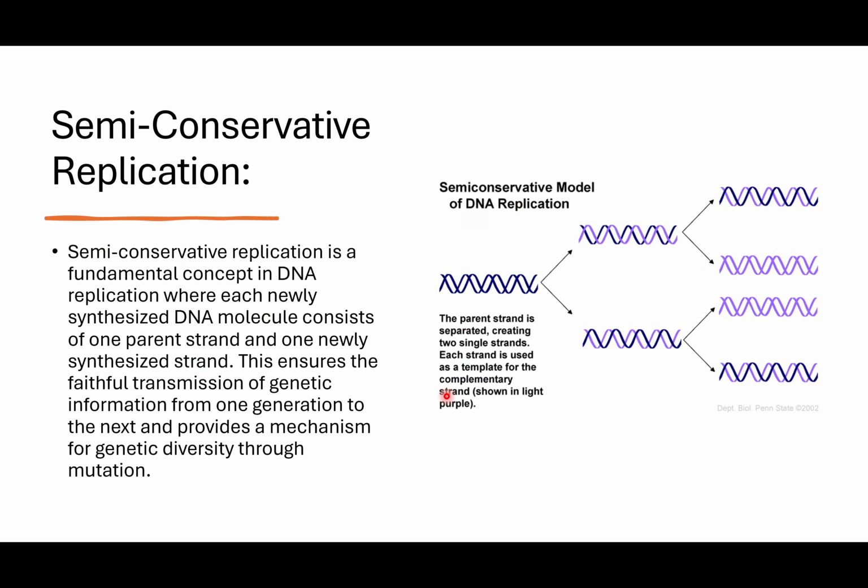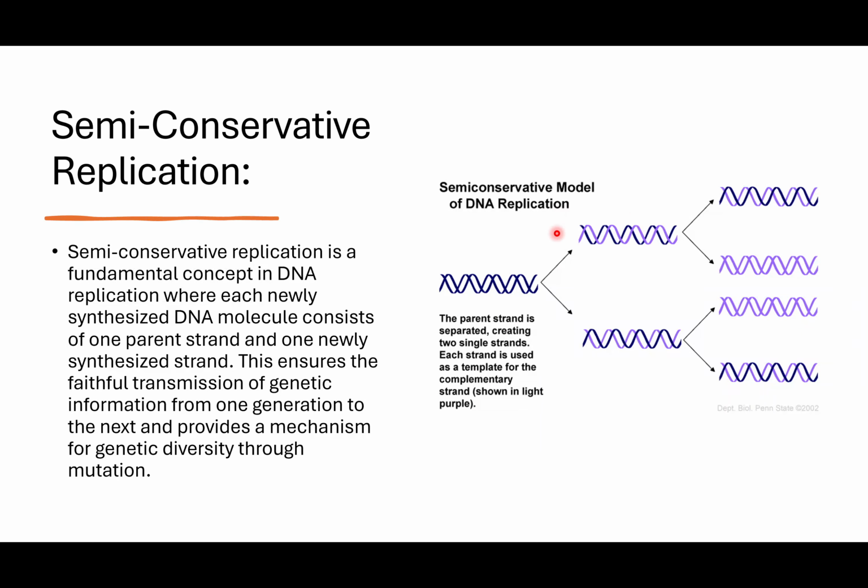Okay. Now we have to speak about semi-conservative replication. There's a semi-conservative nature to the replication of DNA, and it basically speaks to the fact that each newly synthesized DNA molecule consists of one parent strand and one newly synthesized strand. This ensures faithful transmission of genetic information from one generation to the next and provides a mechanism for genetic diversity through mutation. So here we have the parent strand, it's separated, creating the two separate strands through what we just described as DNA replication.